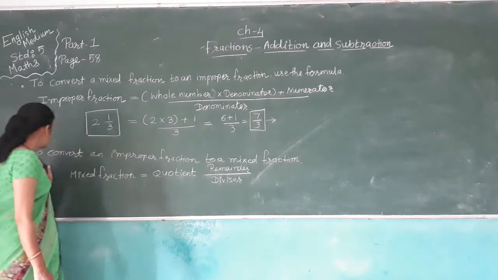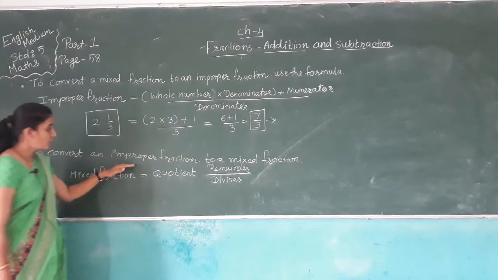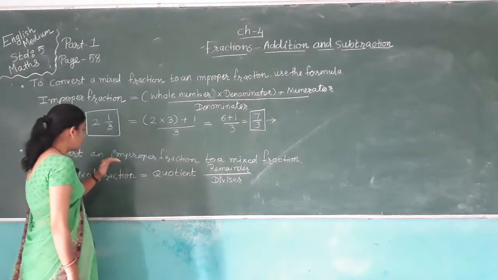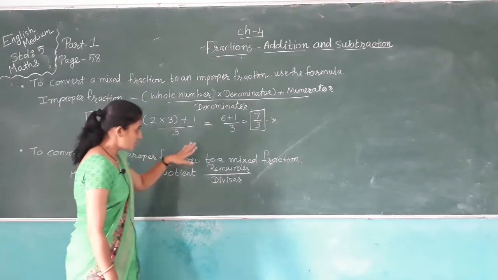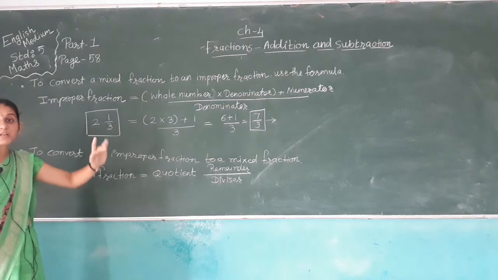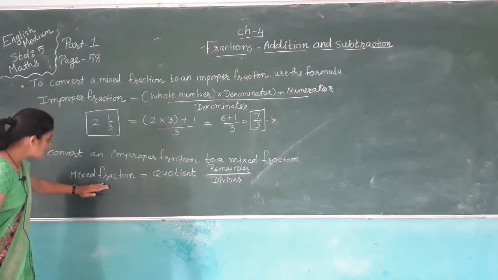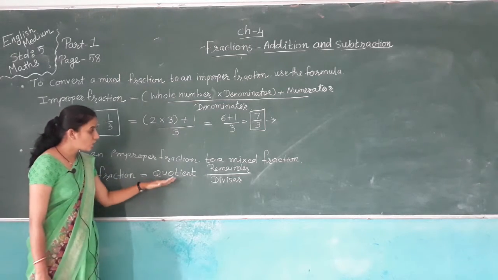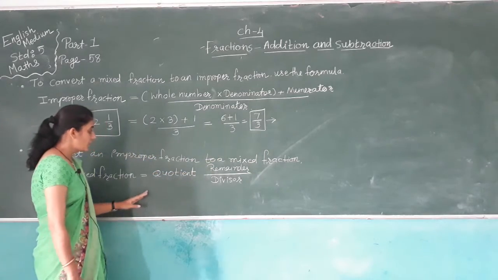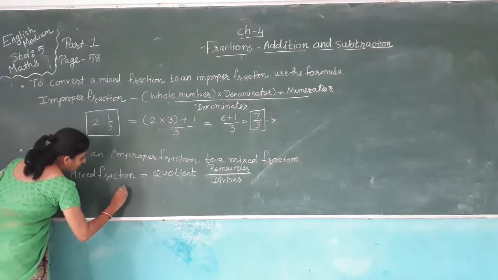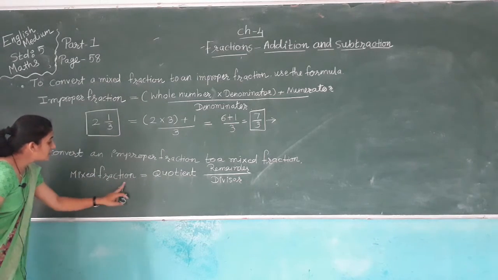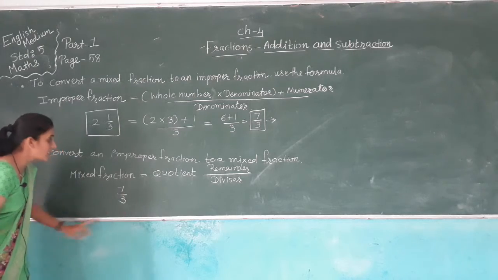Next one, to convert an improper fraction to a mixed fraction. How to convert improper to mixed fraction? Look here: mixed fraction is equal to quotient, remainder out of divisor. Look here, 7 out of 3.